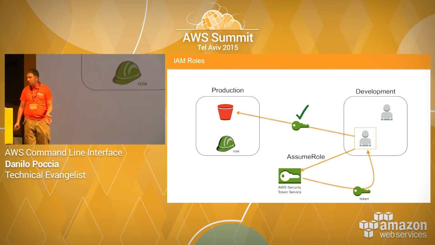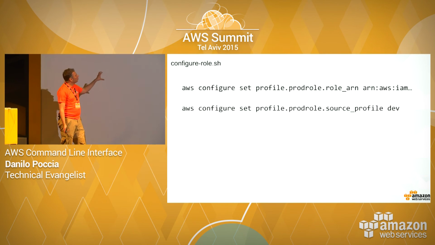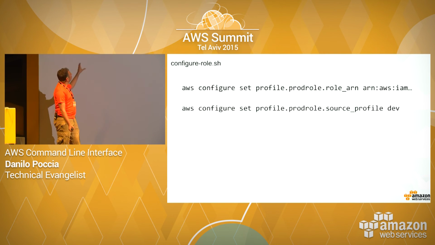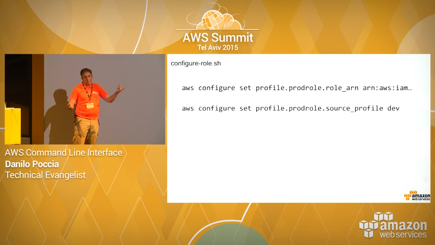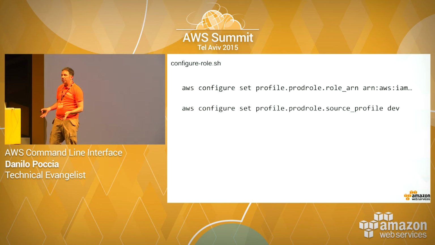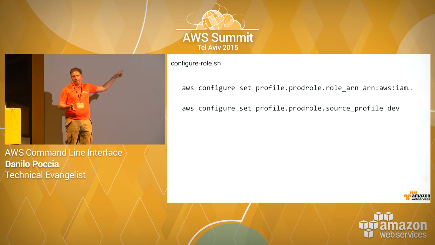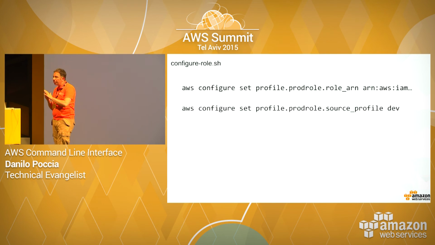To make it much, much simpler, we integrated this into the AWS CLI. So what you have to do is create a production role that is another profile, like the profile that we saw, where you specify a role Amazon Resource Name, a role ARN, so you reference a role that can be in another account.